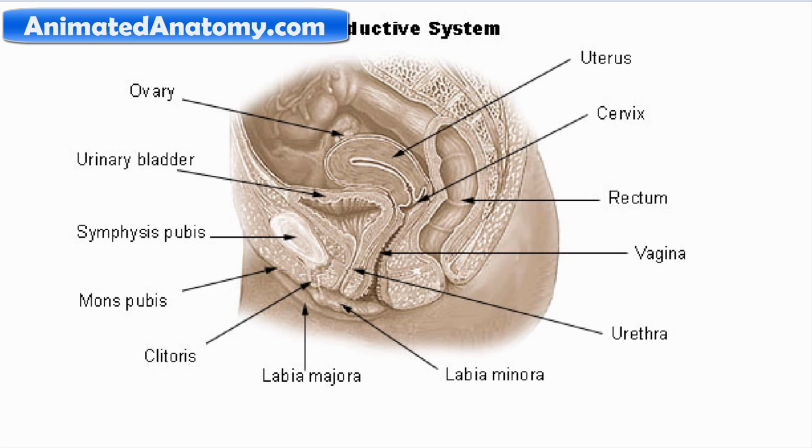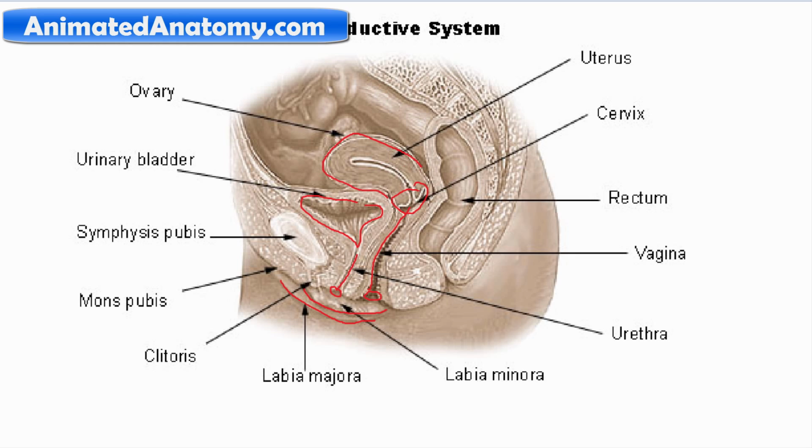So here we see everything in the sagittal section. Here is the labia minora and the labia majora that I explained. Here is the urethral opening and the urethra, and then here is the bladder where the urine is. Then here is the vaginal opening, and then here comes the vagina. And of course, here you have the cervix, and then is the uterus.